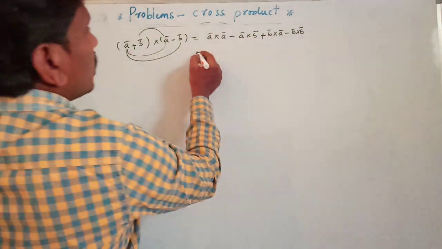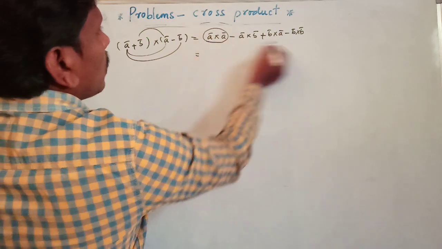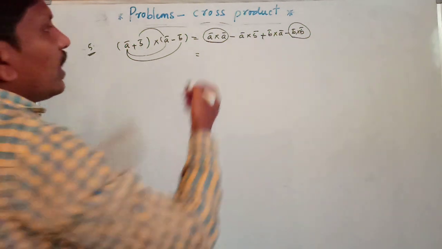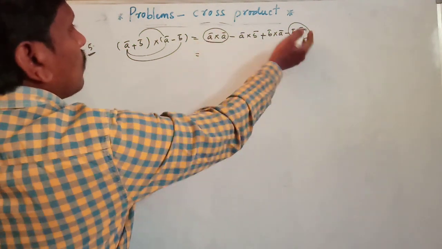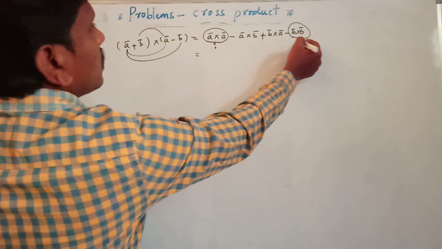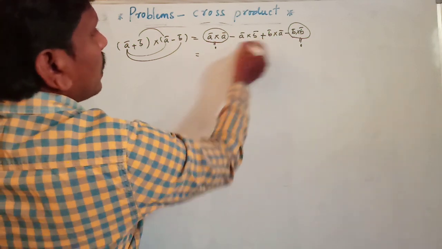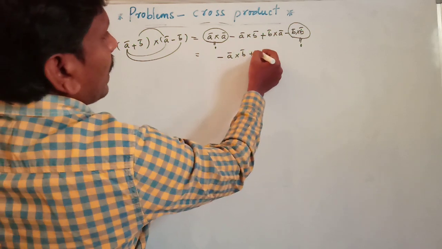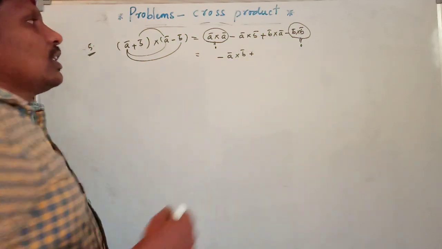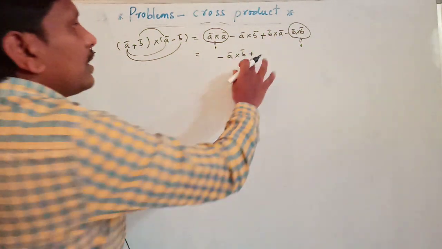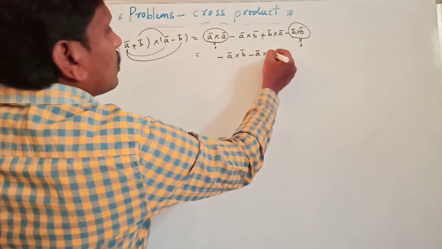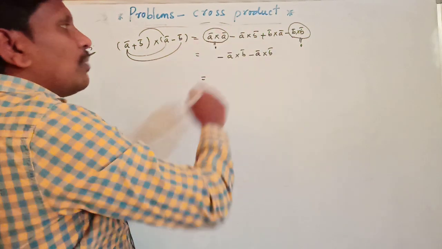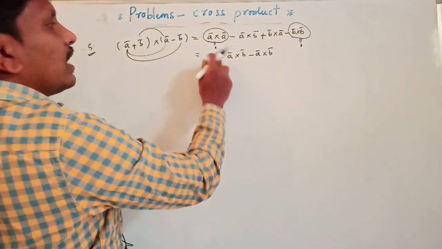Okay, clear? Listen to me. The cross product of the same vectors always gives 0. The cross product of the same vectors always gives 0, so this becomes 0 and this also becomes 0. From that we can write this as A bar cross B bar plus, and this we can write using the non-commutative property, that is minus A bar cross B bar, and this we can write as B bar cross A bar. In that we will get plus here.